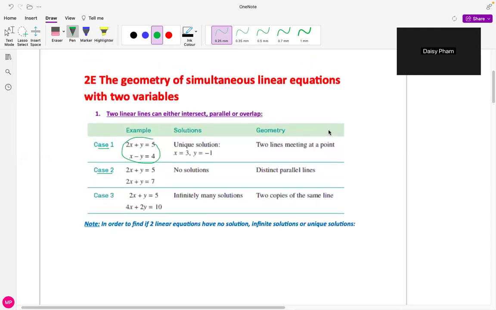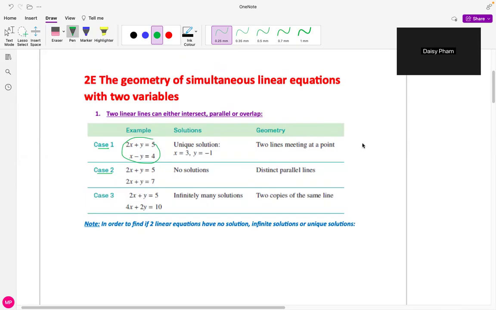Hi, in this video, we're going to talk about simultaneous equations and the relationship to geometry. Here I have three cases with an example for each case. You can see here I have the equations 2x plus y equals 5 and x minus y equals 4. So what does that actually mean in terms of their geometry?